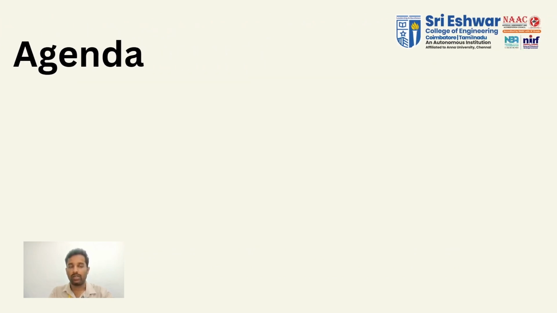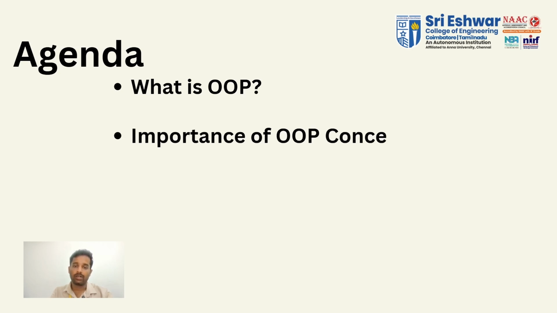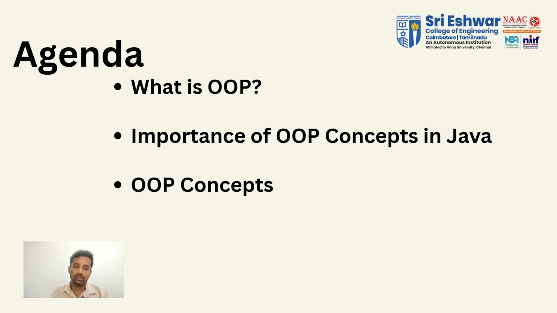So what are we going to see now? We are going to cover three topics. First one is what is object-oriented programming? What is the importance of object-oriented programming concepts in Java, meaning why we have to use OOP concepts in Java? Then, what are the OOP concepts available in Java? So, these three things we are going to cover now.